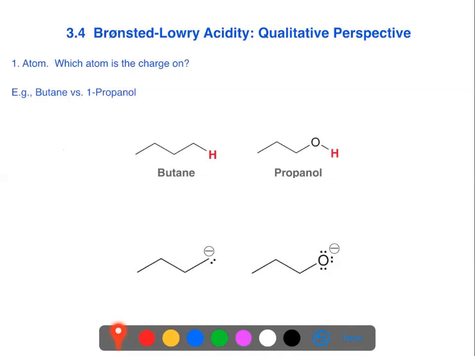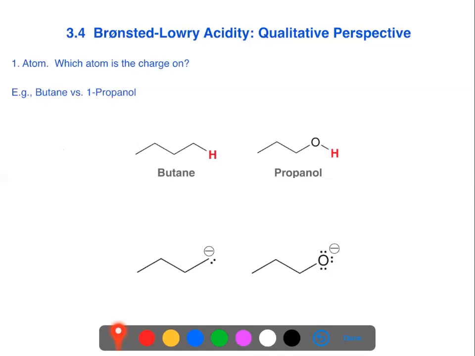Starting with atom, as we saw in the previous example, we need to consider which atom the charge is on. In this example, we're comparing butane with 1-propanol. If we want to compare the relative acidity of the hydrogens highlighted here in red, we look at the conjugate base of each of those corresponding compounds.